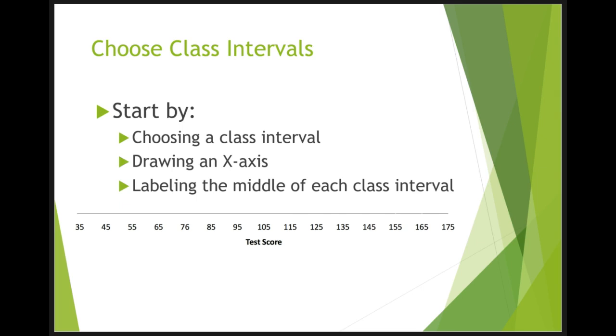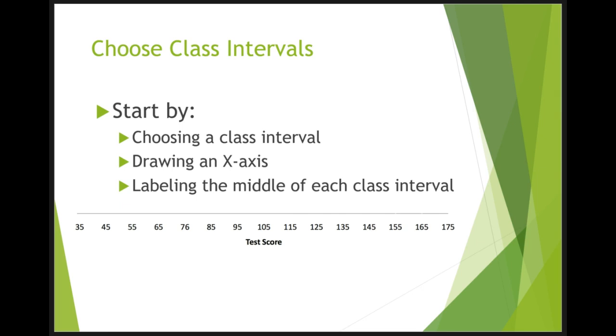To create a frequency polygon, start just as for histograms by choosing a class interval. Then, draw an x-axis representing the values of the scores in your data. As an example, we are going to create a frequency distribution for the scores on a psychology test. This is the same data set from the histogram section.